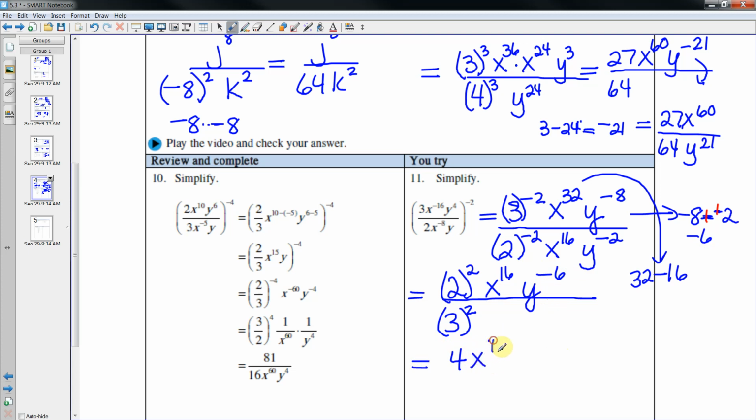X to the 16, he's positive, so he stays on top. On the bottom, 3 squared is 9. And then the y needs to move down to the denominator and be y to the 6th in the denominator. So you see, on this one, I subtracted first and then moved. On the one above it, I moved them around and then did the subtraction. So you can do them either way, and you'll still get them worked out.